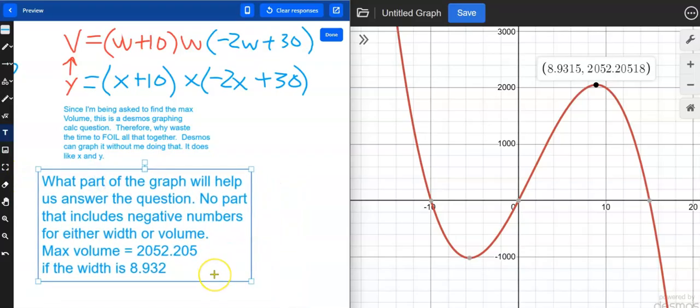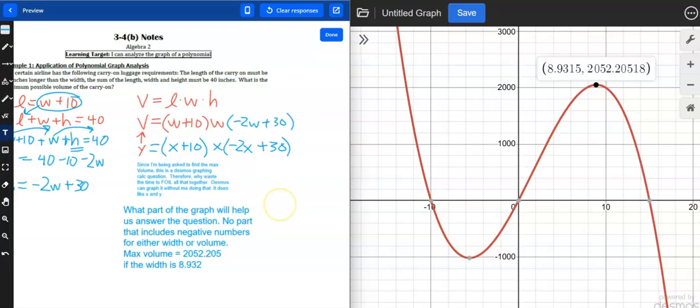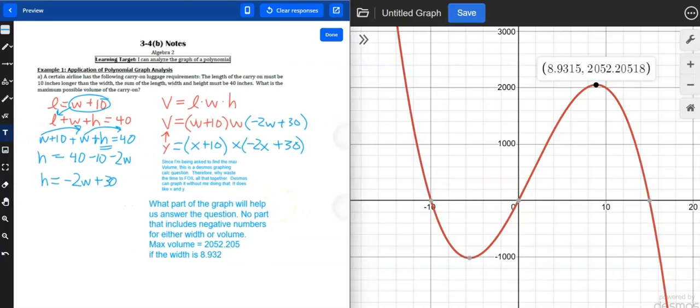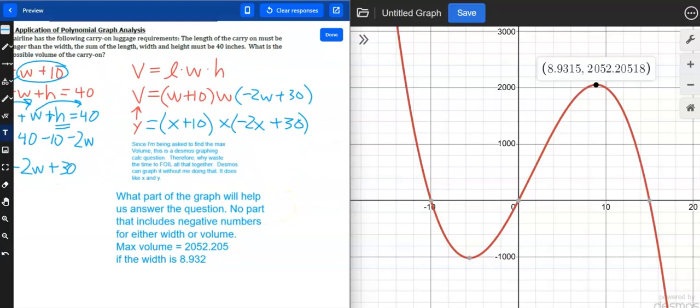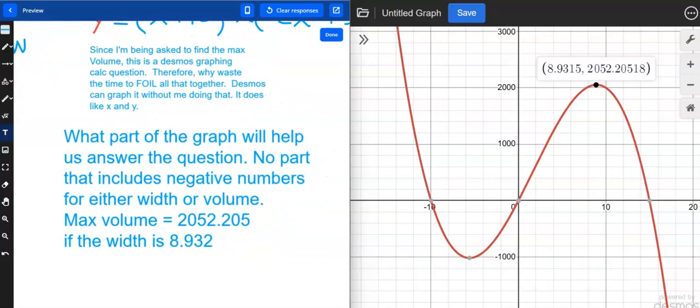So I'll have to go back and look at the question to see what they're asking me. Did they only ask me for the max volume, or did they want me to give all the dimensions and the max volume? So let's go back and look. What is the maximum possible volume of the carry-on? Well, they didn't ask me for all the dimensions, although it would not be that hard for me to plug the width back in and find all those other things, because realistically, you would want to know that.